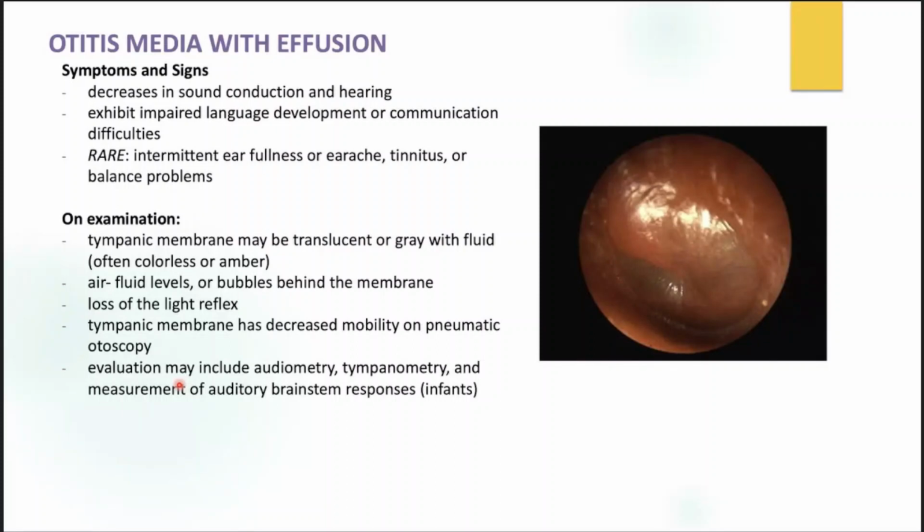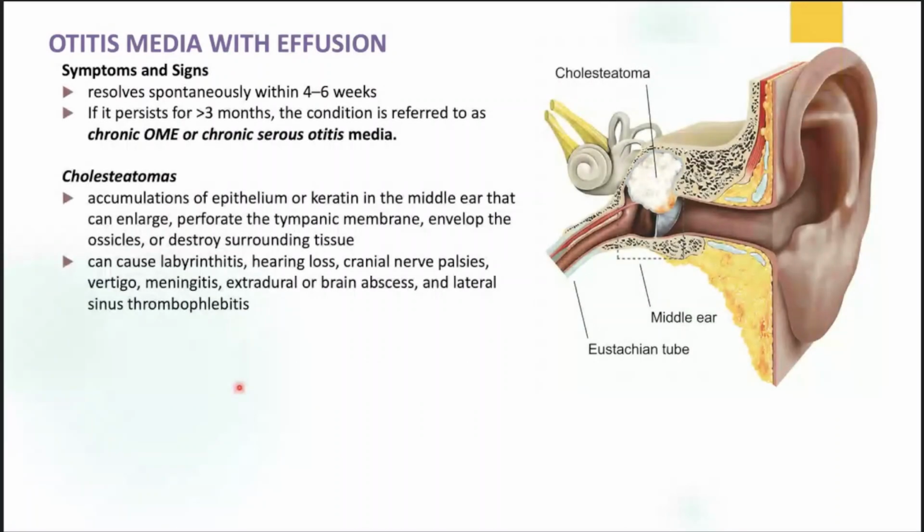The symptoms and signs include decreases in sound conduction and hearing, and it exhibits impaired language development or communication difficulties. On examination, you may see a translucent or gray membrane with fluid, often colorless or amber, and air-fluid levels or bubbles behind the membrane with loss of the light reflex. For otitis media with effusion, we usually include audiometry, tympanometry, and measurement of the auditory brainstem responses. But again, it's more common in children.